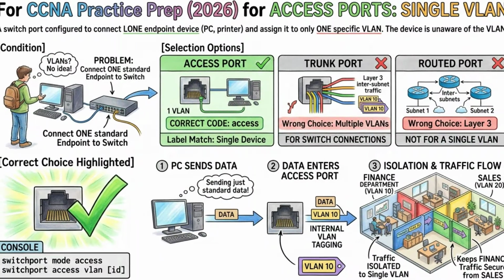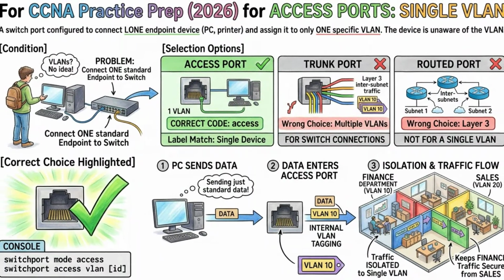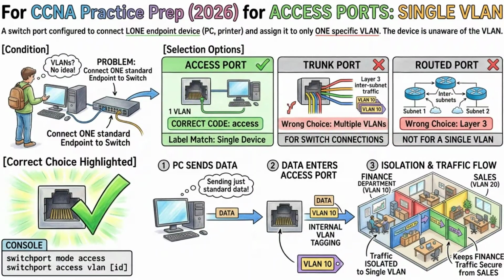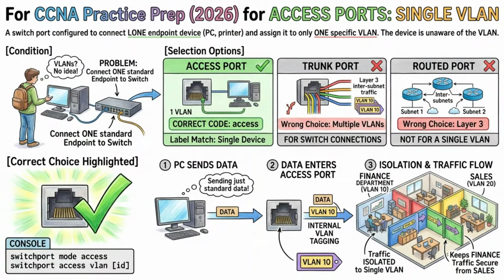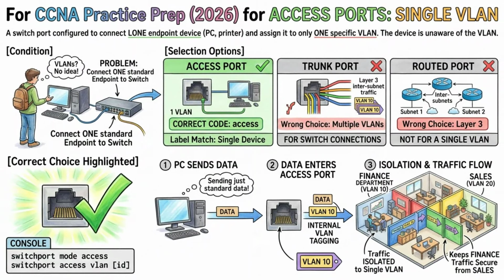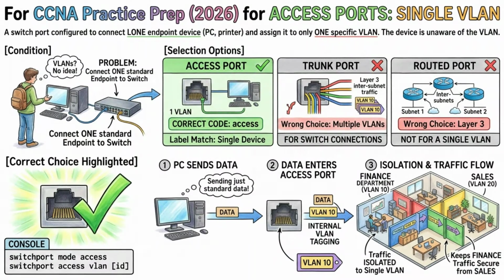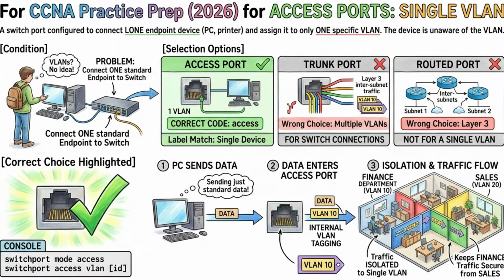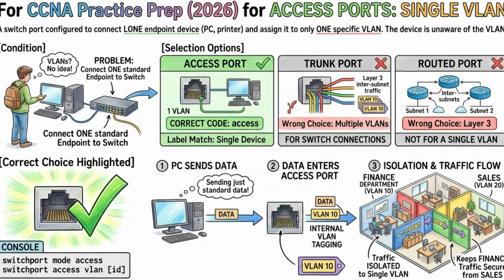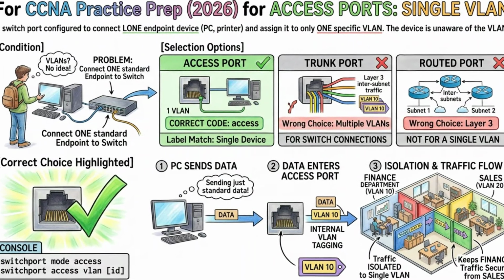When connecting standard endpoint devices like desktop computers or printers to a switch, you configure the switch port as an access port. An access port is uniquely designed to belong to only one specific VLAN at a time, keeping things extremely simple for the connected computer. The computer has no idea that VLANs even exist. It simply sends its standard internet traffic into the switch, completely unaware of the underlying network architecture.